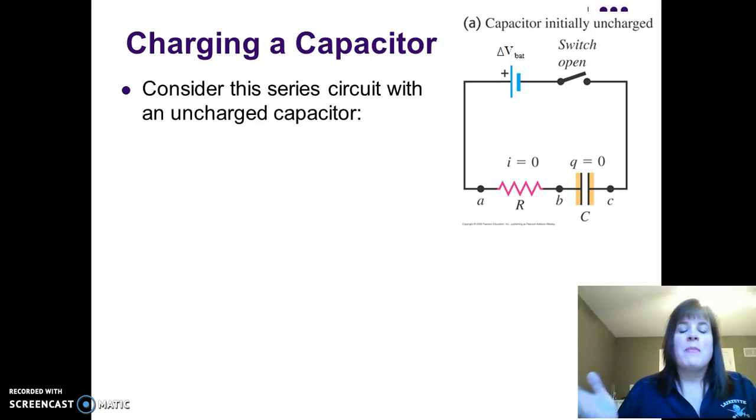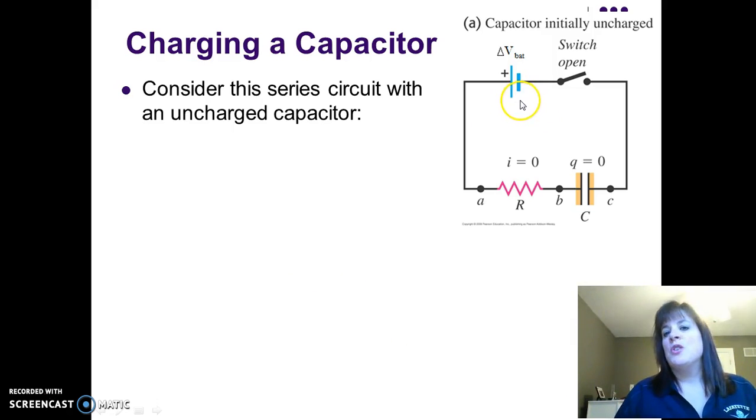So if we start off by first looking at charging a capacitor. Here I have a circuit diagram that shows a battery and a switch. And here's a resistor and a capacitor. Initially, the switch is open and it hasn't been charged yet, so there's no charge on the capacitor, and obviously there's no current flowing through it because I have the switch open.